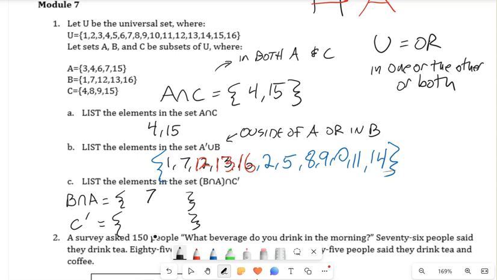Not much going there. Now, what's outside of C? So if we again go through the universal set, comparing with C, if you see it in C, cross it out from the universal set.